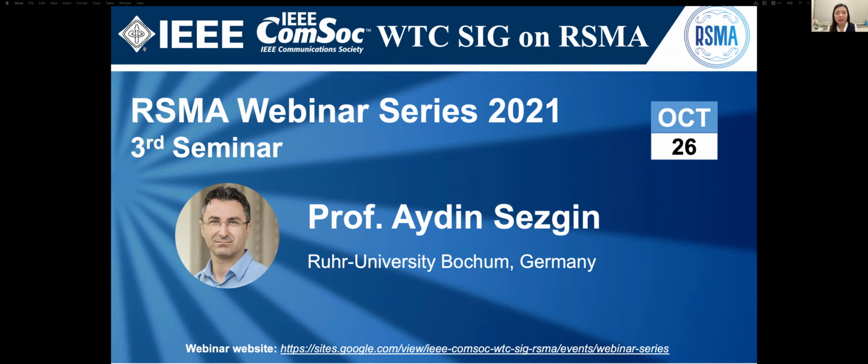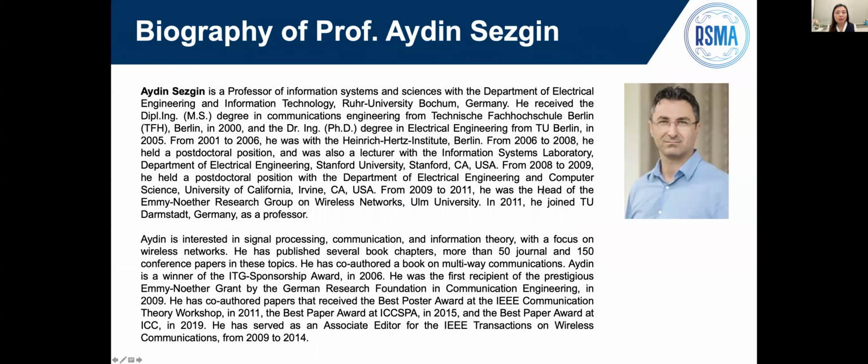Professor Aydin Sezgin is also one of the vice chairs of our SIG. So let me make a brief introduction of Aydin. Aydin is now a full professor in Ruhr University, Bochum. He received his master's degree from TFH in 2000 and the PhD degree in TU Berlin in 2005. He held a postdoc position and also a lecturer in Stanford University from 2006 to 2008. Then he had a postdoc position in University of California.